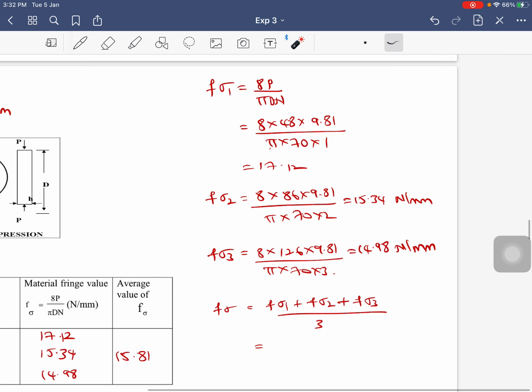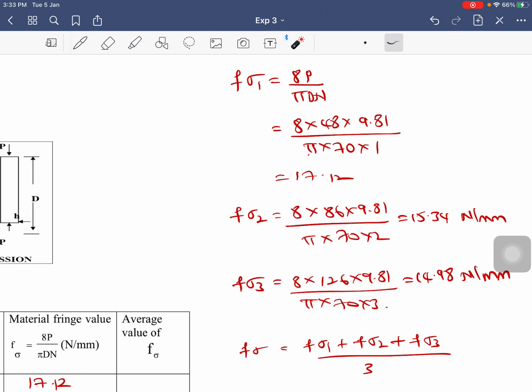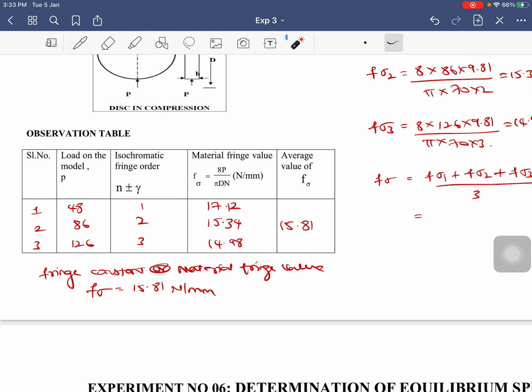Using the formula F sigma 1 equals 8p divided by pi dn, substitute the values for all three different readings: the first, second and third. Substitute the value of p, which is the load, d is the diameter of the circular disc, and n is the fringe order. You will correspondingly get F sigma 1, F sigma 2 and F sigma 3. Take the average of these three values to get the average value of F sigma, which is known as the fringe constant or the material fringe value. Both mean the same thing.